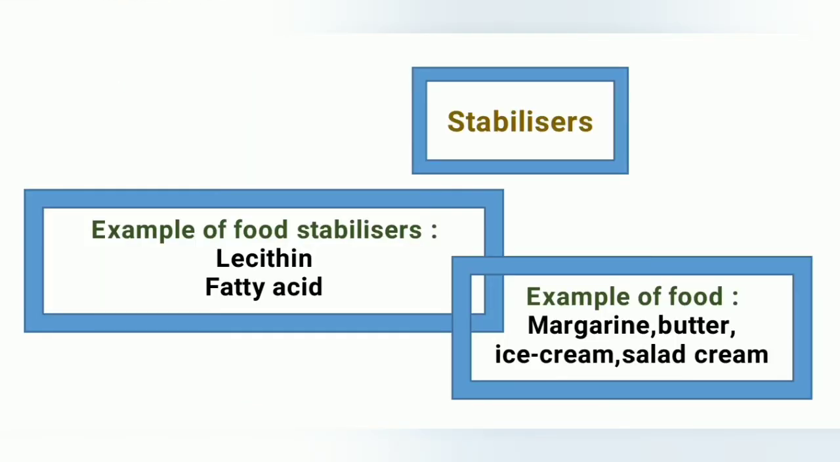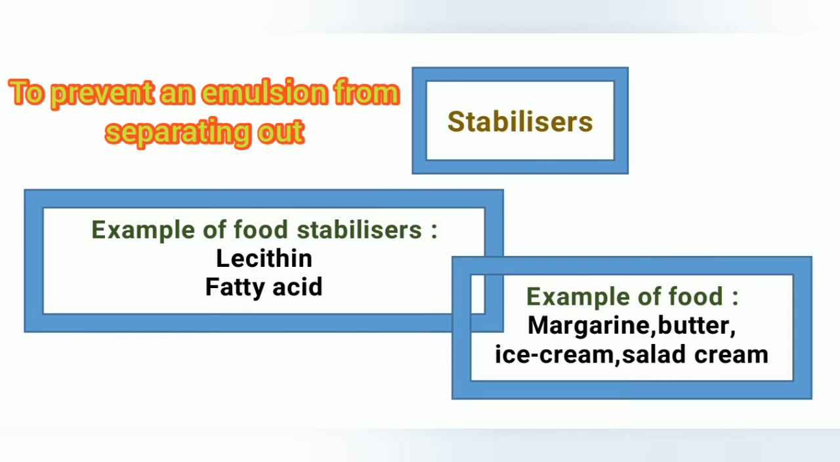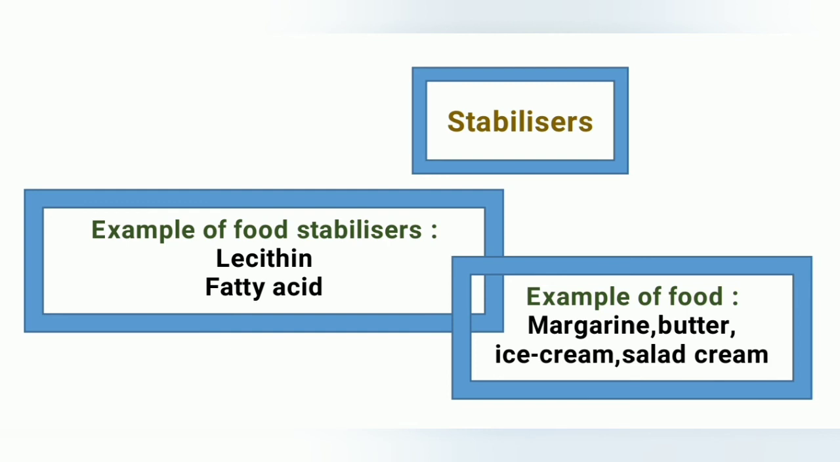Many foods are actually emulsions. Emulsions are either oil droplets suspended in water or water droplets suspended in oil. Stabilizers are substances which help to prevent an emulsion from separating out. Stabilizers are used in food which contain oil and water. Examples of these foods are margarine, butter, ice cream, and salad cream, such as mayonnaise. Examples of stabilizers are lecithin, mono, and diglycerides of fatty acids.